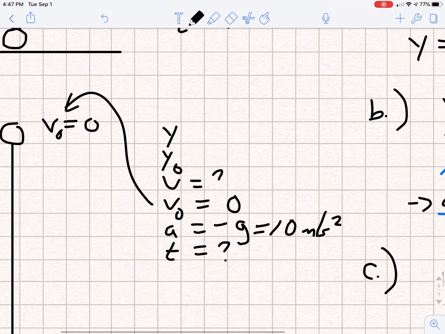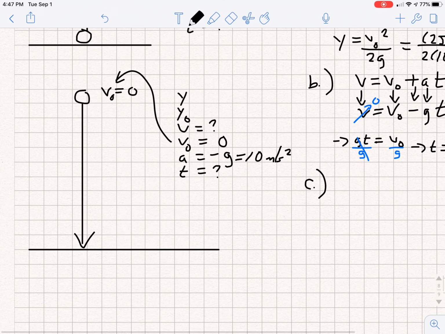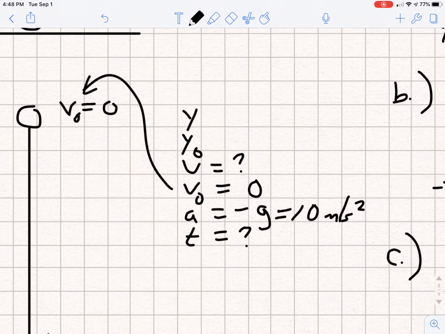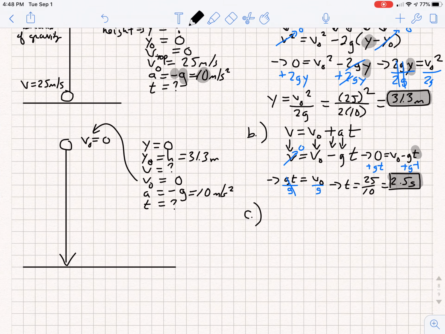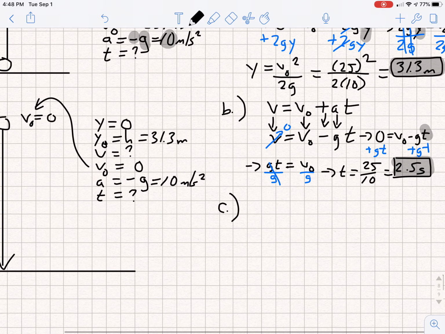Now I don't know the speed upon impact, and I don't mean after impact. After impact, the ball comes to rest. We want to know the speed right before it hits. Now y naught could be the height from which you started, which is 31.3. We got that from part A. And y could very well be the position that you end up with, which is 0. The ball is going to end up at ground level. We need to figure out how long it takes.